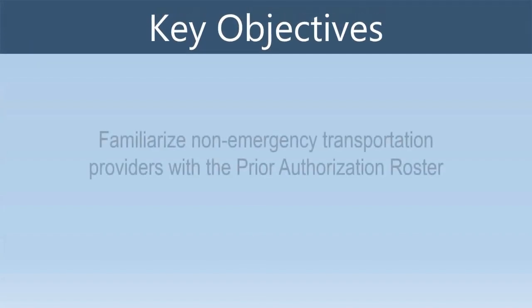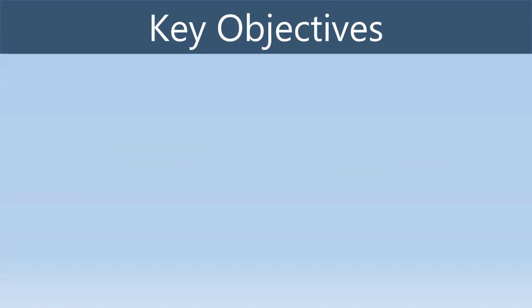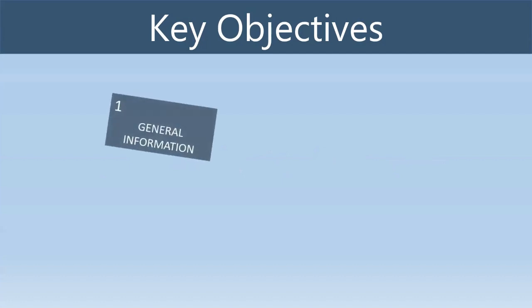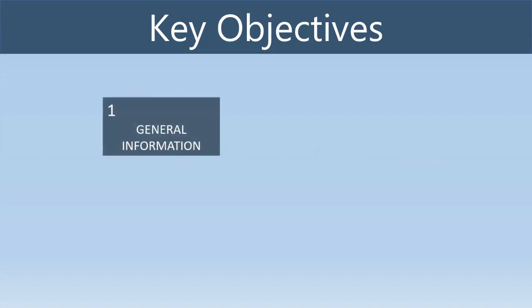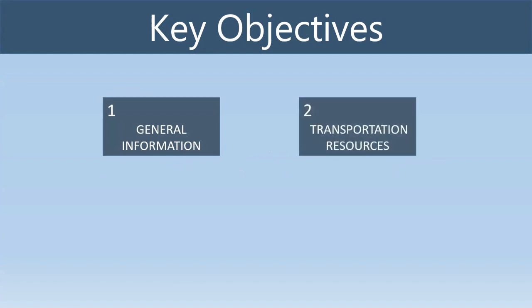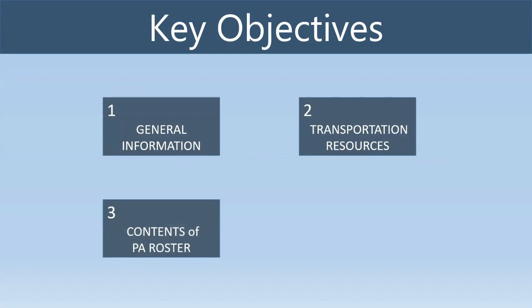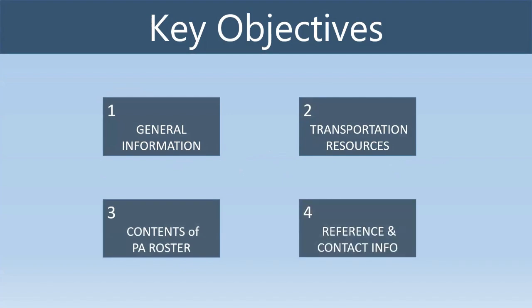This video is part of our prior approval series of tutorials. The purpose of this session is to familiarize non-emergency transportation providers with the prior authorization roster. The key objectives for this session include general information about the non-emergency transportation prior authorization roster, where to find helpful transportation resources, how to interpret the contents of a transportation PA roster, and reference and contact information.